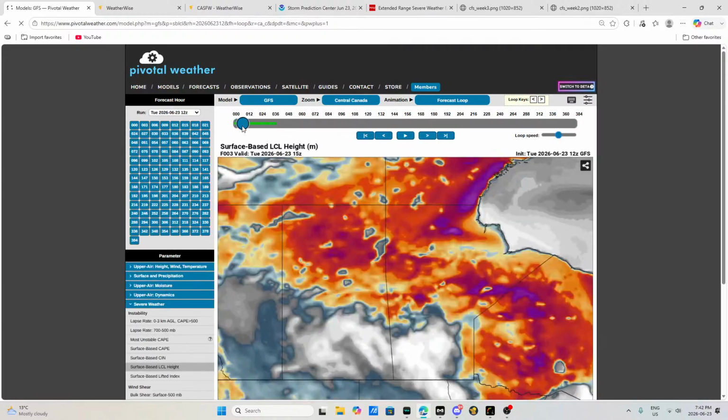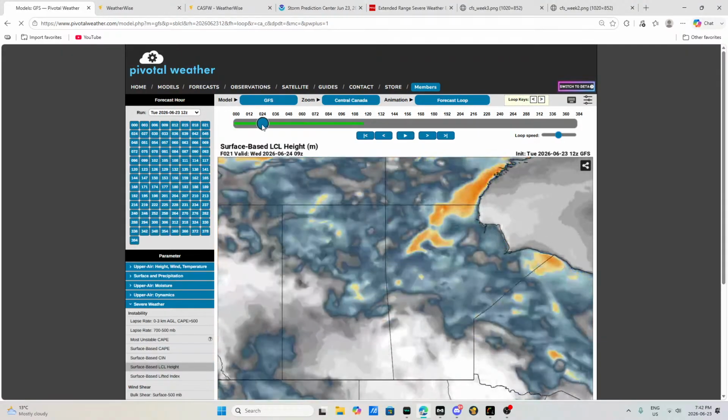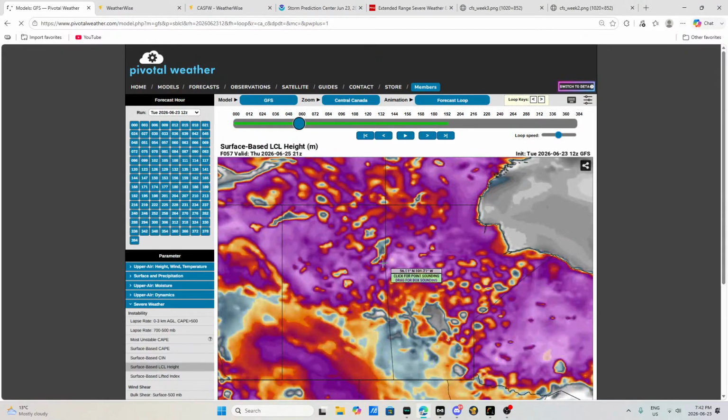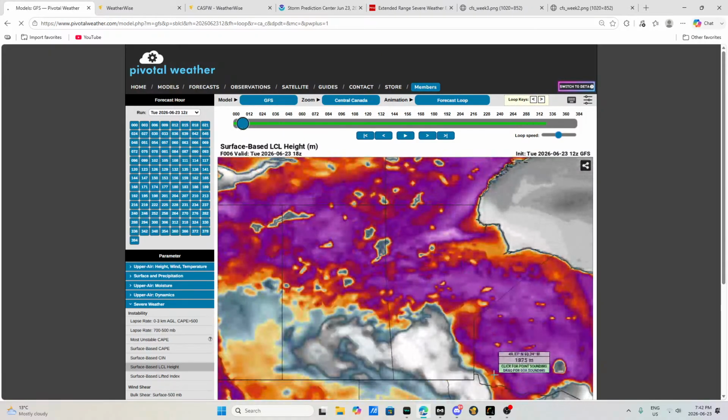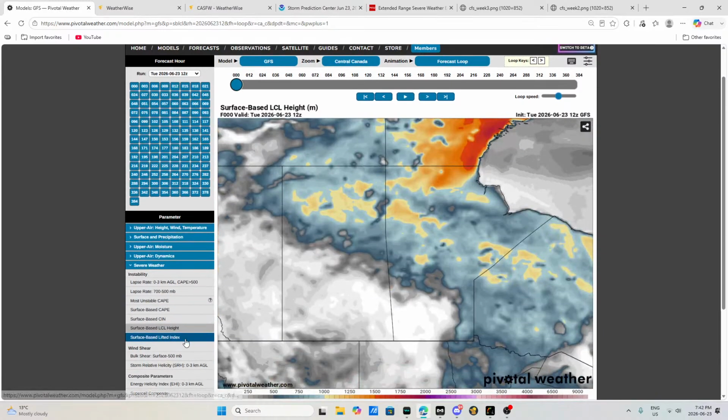Surface-based LCL height, lifting condensation level, I believe, is basically cloud level. Right now we have 24, which is actually pretty low for clouds. So if there's a tornado within any of these areas, this little gray pocket has the highest chance of a tornado to form because they do not have to struggle to reach the ground, nor will they have trouble touching the ground.